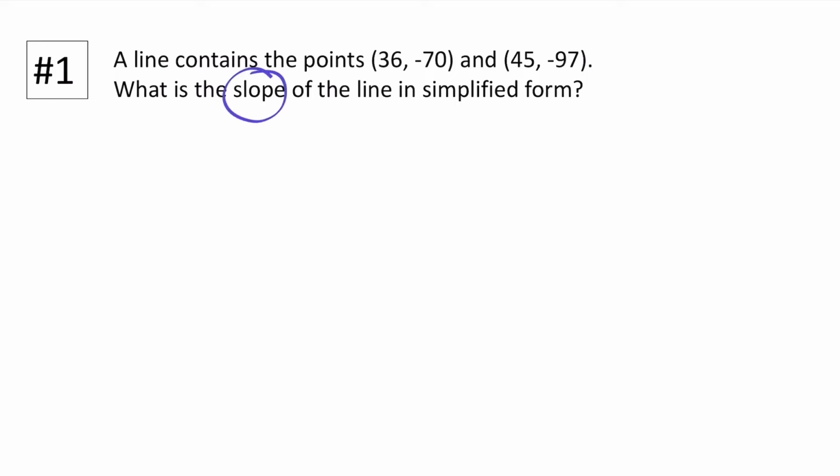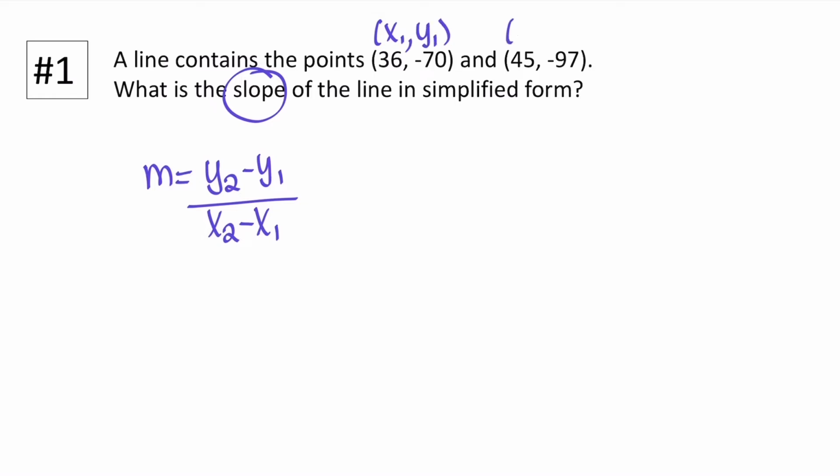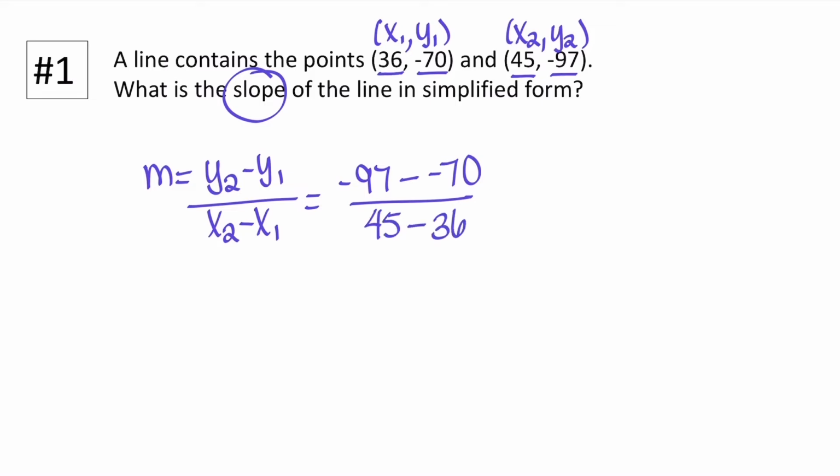So remember, to calculate slope, given 2 points, I'm going to use the formula m equals y2 minus y1 divided by x2 minus x1. So to figure this out, I'm going to start off by labeling my points. The first point I'm going to call x1, y1. The second point I'm going to call x2, y2. So when I plug into my formula, y2 is negative 97 minus y1, which is negative 70, and that's divided by x2, which is 45, minus x1, which is 36.